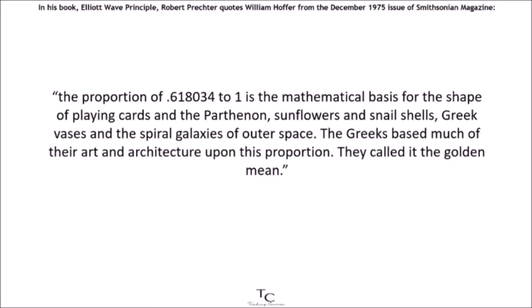In his book, Elliott Wave Principle, Robert Prechter quotes William Hoffer from the December 1975 issue of Smithsonian Magazine. The proportion of 0.618034 to 1 is the mathematical basis for the shape of playing cards and the Parthenon, sunflowers and snail shells, Greek vases and the spiral galaxies of outer space. The Greeks based much of their art and architecture upon this proportion. They called it the golden mean.